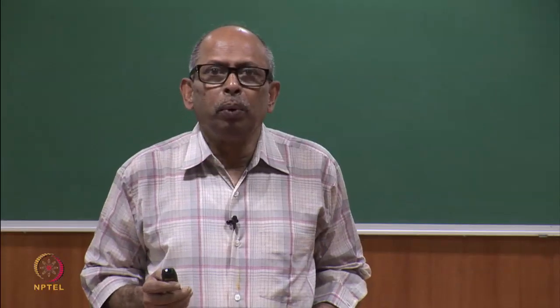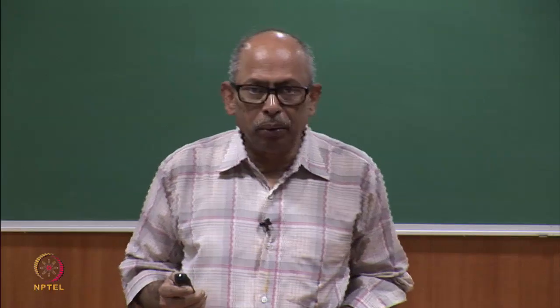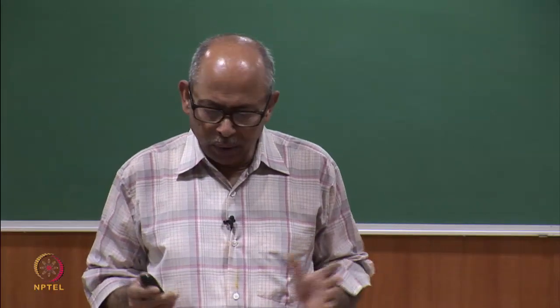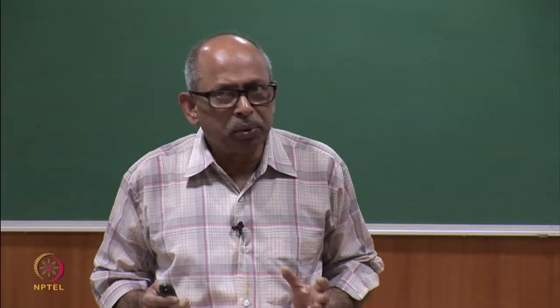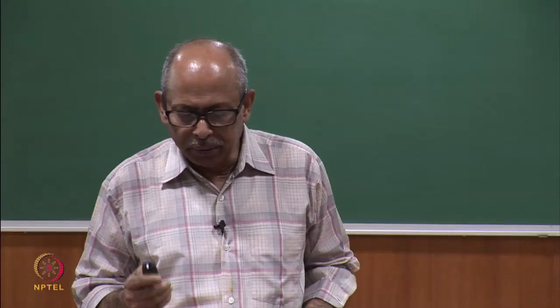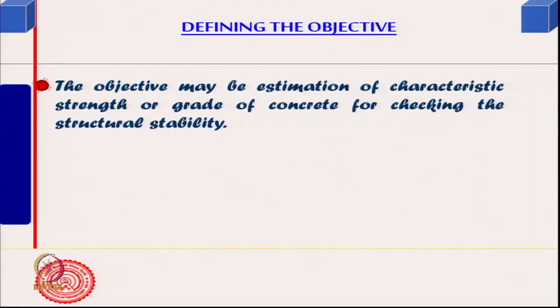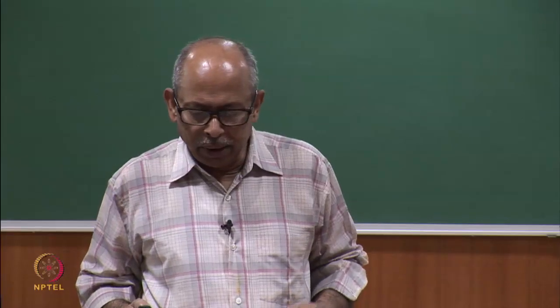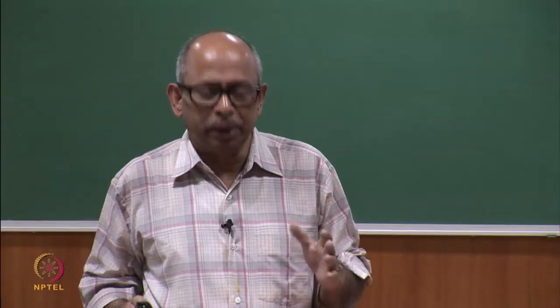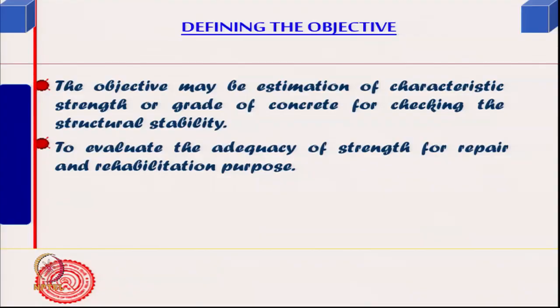So, continuing from where we stopped last time, that is looking into the objectives of condition survey. So, we said that the objective may be simply estimation of characteristic strength, that is grade of concrete, or for the purpose of checking the structural stability. So, we might take those values, do a complete analysis of the building and see whether it is safe or not. We will come to that sometime later on.